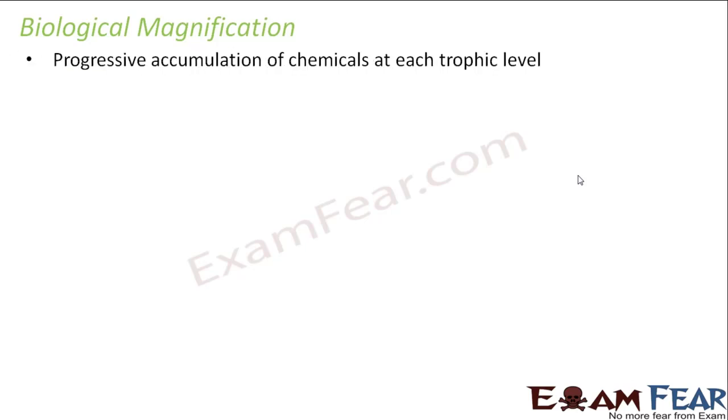And what is the other conclusion from this discussion? That is called biological magnification. So you might be wondering, what is this new term now? So let us see what it is. It is nothing but progressive accumulation of chemicals at each trophic level.